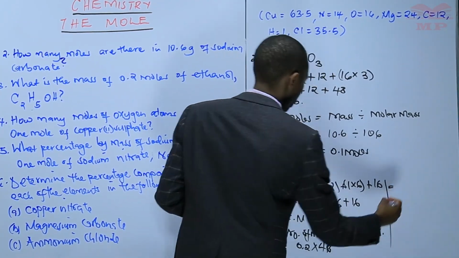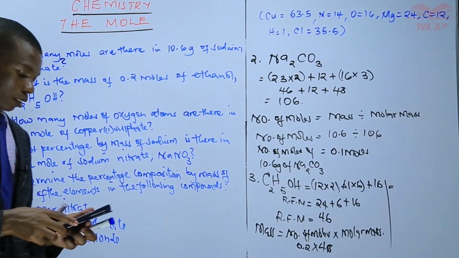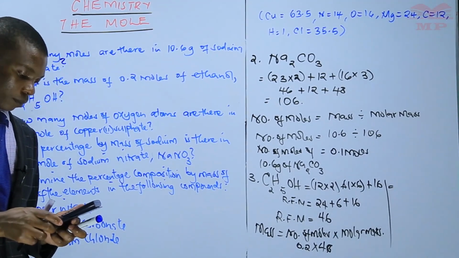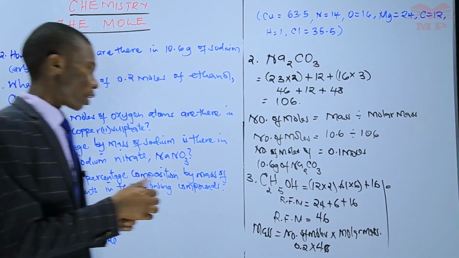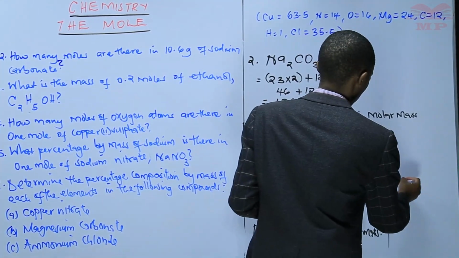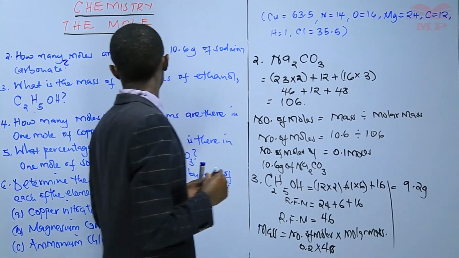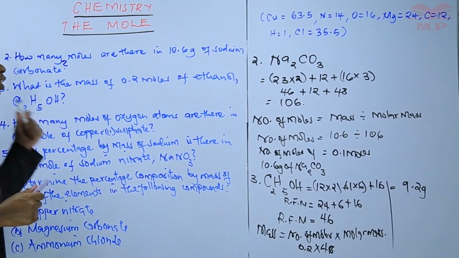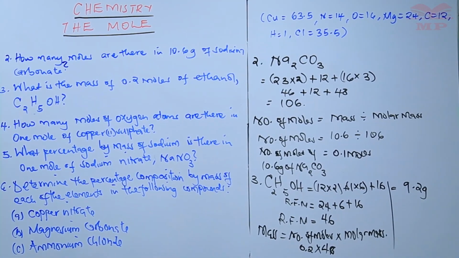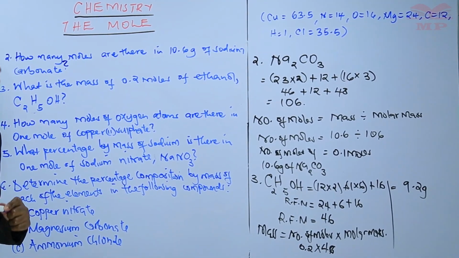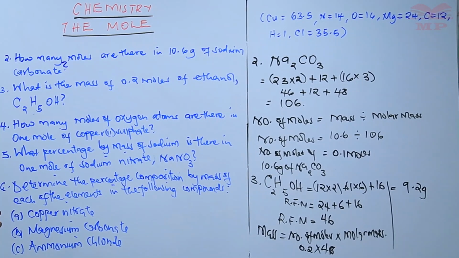Therefore, this will be 0.2 times 46. This will give you 9.2 grams. So 9.2 grams is the mass of 0.2 moles of ethanol. That is how simple these questions are.